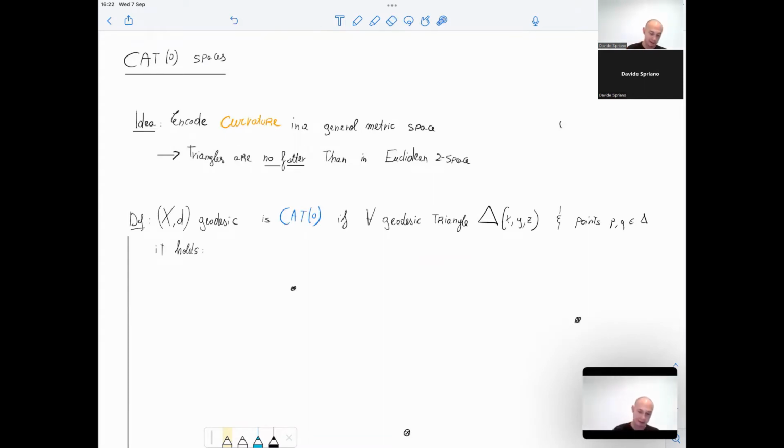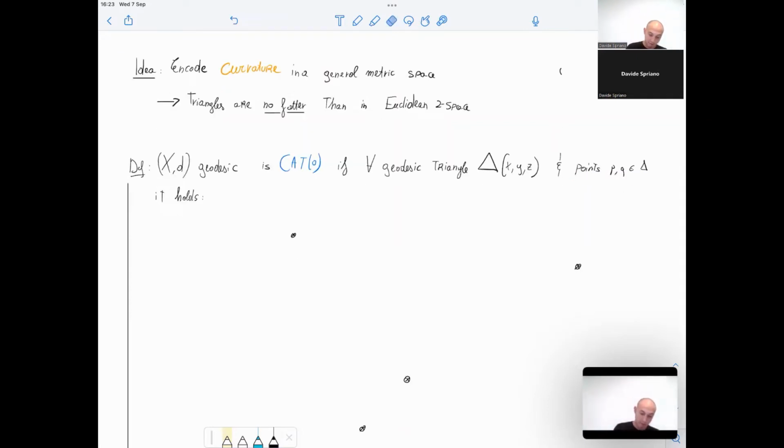Let's take a metric space (X, d) that is geodesic, meaning that for any 2 points there exists a shortest path between them, a geodesic. Then we say that it is CAT(0) if whenever we have a geodesic triangle, i.e. a collection of 3 geodesics connecting x, y, z, and we have points P and Q on the triangle, then we have the following. If we take the triangle in X, then we can take a comparison triangle in the Euclidean 2-space. That is to say, we take the distance between X and Y, this is a number, Y and Z is also a number, XZ is a number, and those numbers satisfy the triangle inequality.